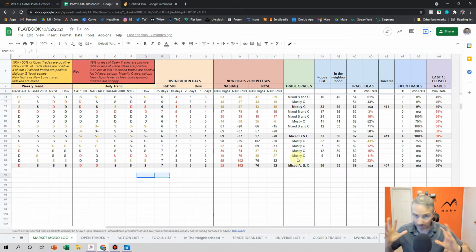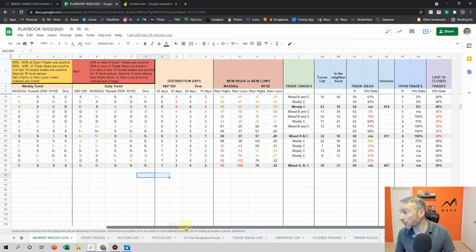And it's all part of the general market condition, market mood, and that's why it's included in this tab here. I'll keep track of the number of stocks, the overall number of setups that I'm seeing, and I'll break it down into in the neighborhood versus a focus list. The in the neighborhood group tends to be ones that are just moving sideways, but they're not quite ready yet, but I still want to keep a tab on them. The focus list are ones that are ready now.